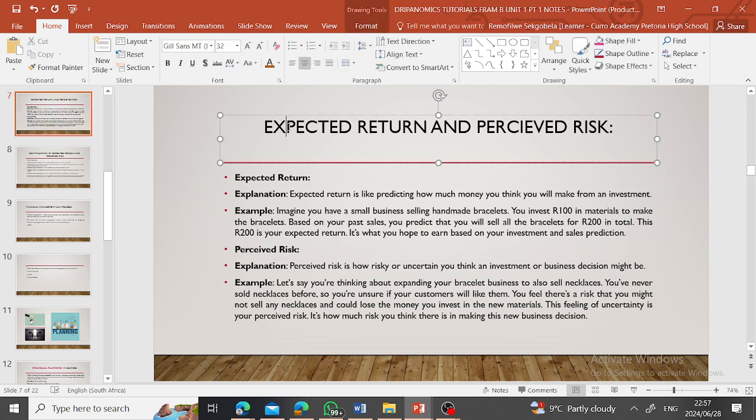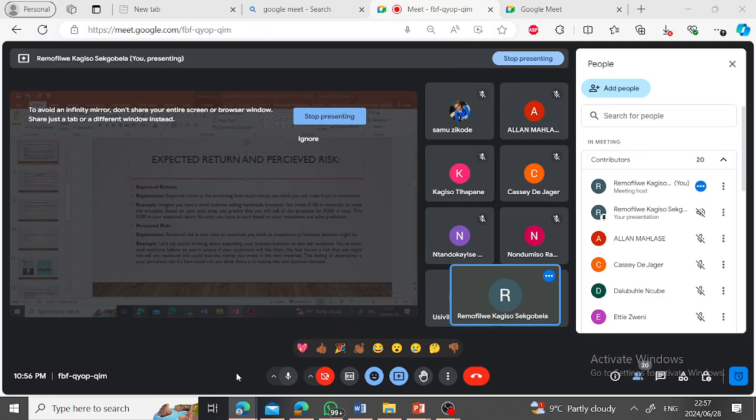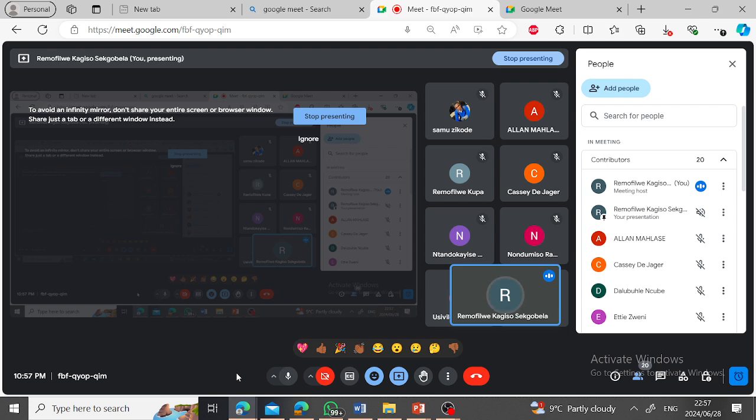So guys, now I'd like us to turn to expected return and perceived risk. So here I explain what both are, and then I also give an example. You see, we even have slides, guys. I'm so proud of myself, guys. Can you guys give me a round of applause? I prepared slides for Nina. Guys, it's a big deal, this one, eh? It's too much.